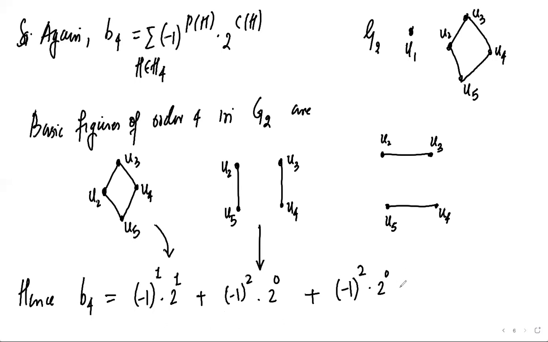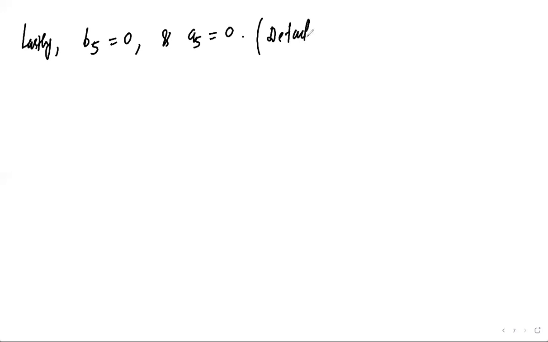And we can clearly see that the first term is equal to -2, the second term is equal to +1, and the third term is also equal to +1. So this is equal to 0. Therefore, this B4 is equal to 0. And lastly, this B5 is also equal to 0, and A5 is also equal to 0. The details here are left as an exercise.